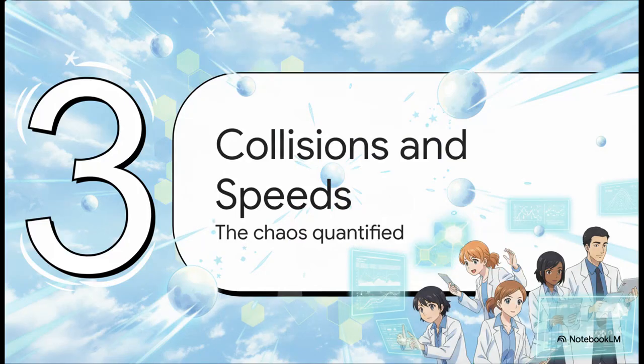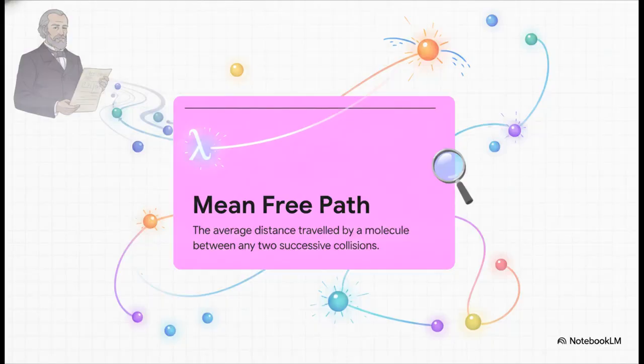Section 3. Collisions and speeds, the chaos quantified. With billions of these invisible spheres zipping around at blistering speeds, bumping into walls and each other, you gotta wonder, how far can one actually travel before crashing into something? We call this elbow room the mean free path, represented by the Greek letter lambda. First deduced by Clausius, it's just the average distance a molecule manages to fly before a collision inevitably knocks it off course.